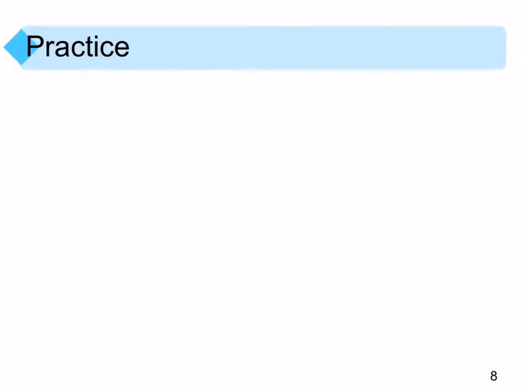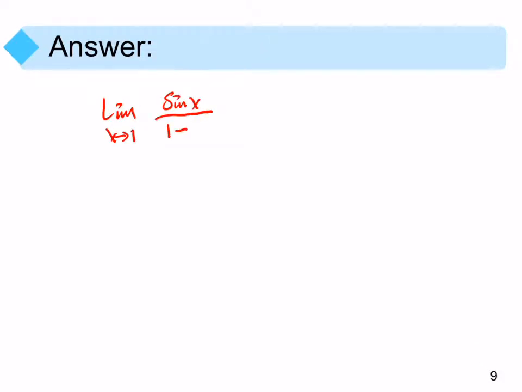Practice. Let's try to find this function's limit: the limit as x goes to 1 of sin x over 1 minus ln x. So what is the answer for this question? The limit as x goes to 1 of sin x over 1 minus ln x.